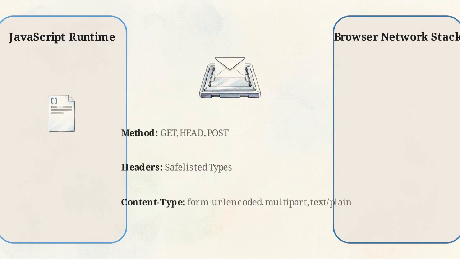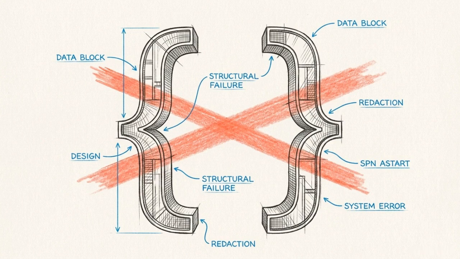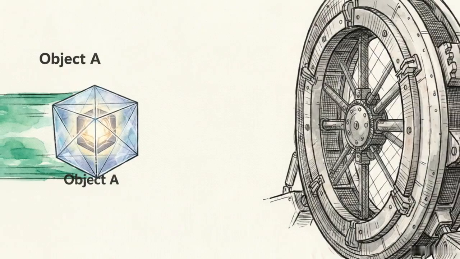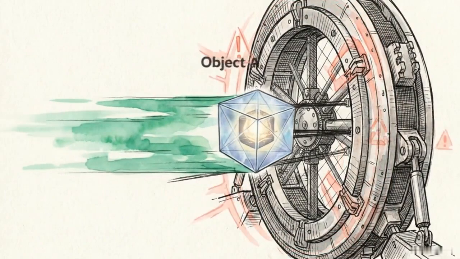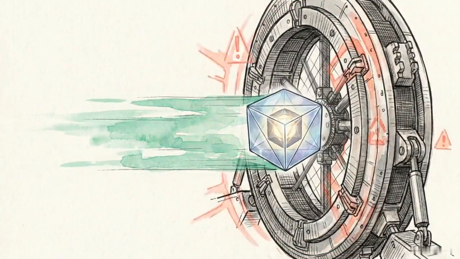We examine the boundary between the JavaScript runtime and the network stack. The stack inspects outbound fetches for simple request status. First, the method must be GET, HEAD, or POST. Then, headers must contain only safelisted types. Finally, content type must be application/x-www-form-urlencoded, multipart/form-data, or text/plain. This is where most modern developers trip. Attaching an application/json content type instantly disqualifies the payload from being a simple request. If a request fits these legacy criteria, the network stack grants it special execution privileges, bypassing all proactive security checks.